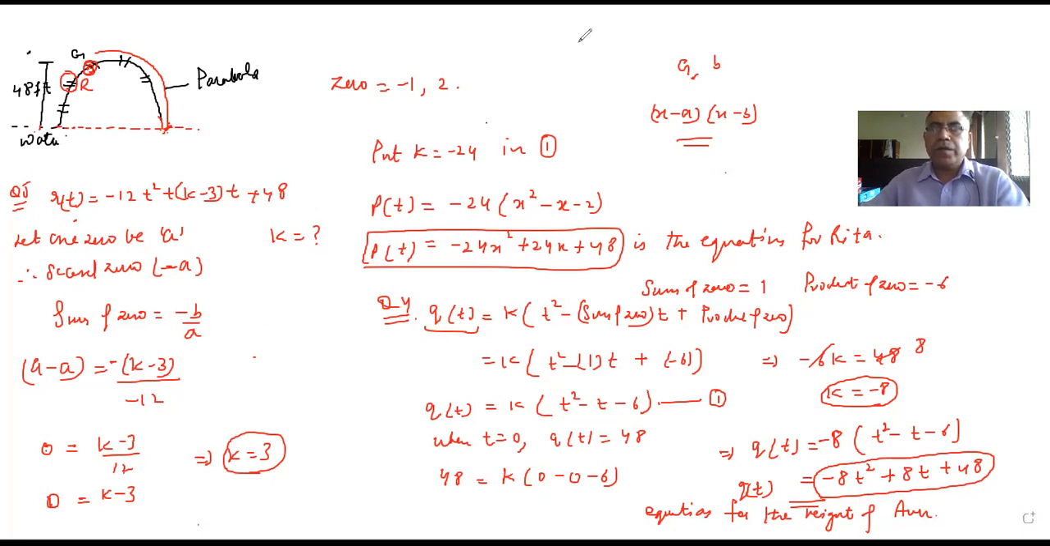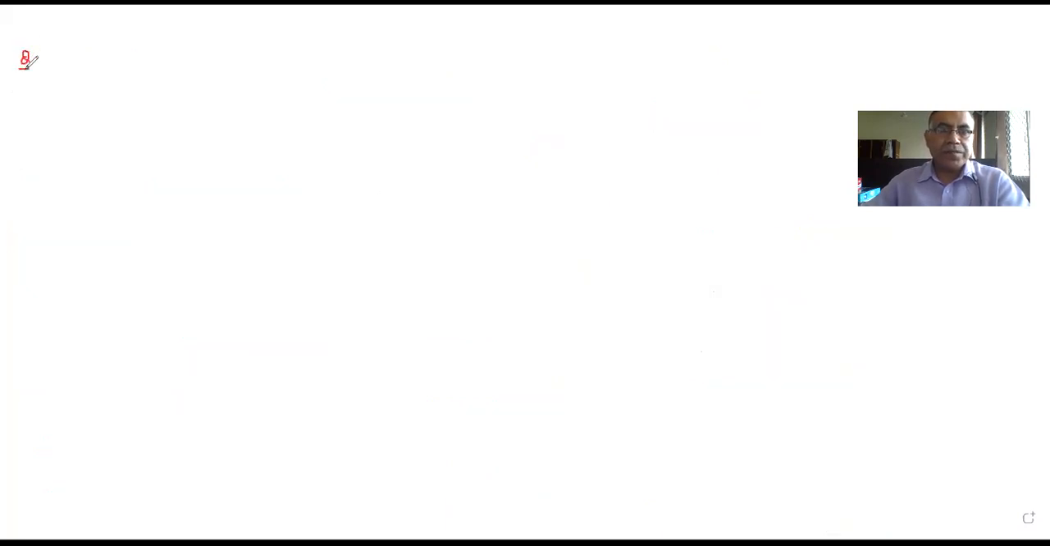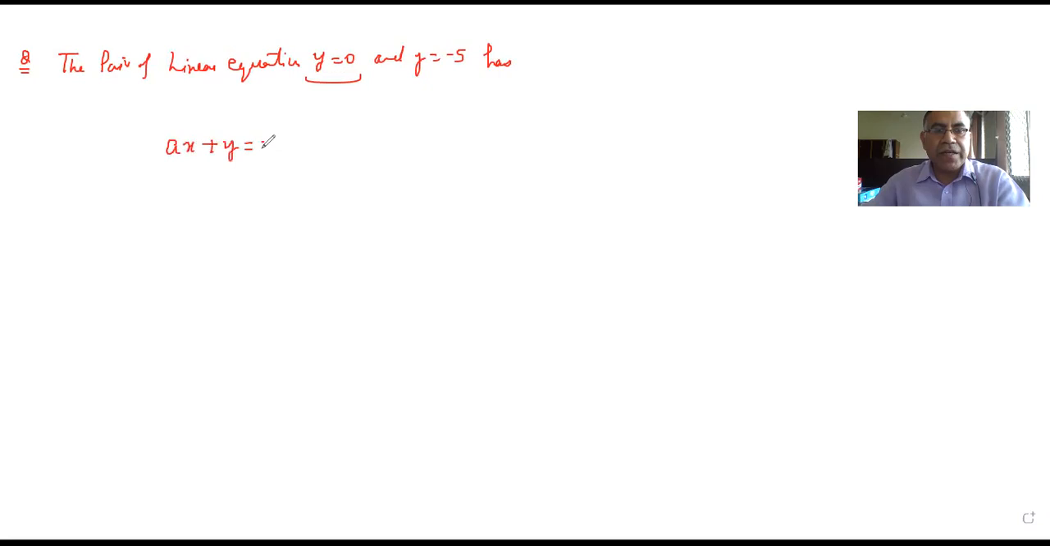No, sir. Now look, the question is: the pair of linear equations y is equal to 0 and y is equal to -5 has how many solutions? Now pay attention, this y is equal to 0, what can I write it as? ax plus y equal to 0. My second equation is y is equal to -5. Can I write ax plus y equal to -5?